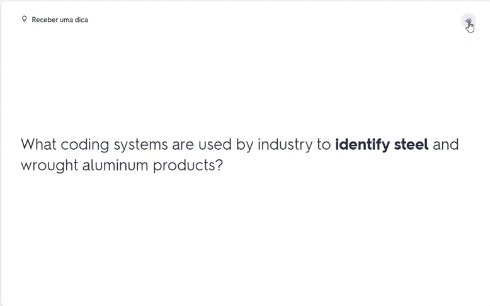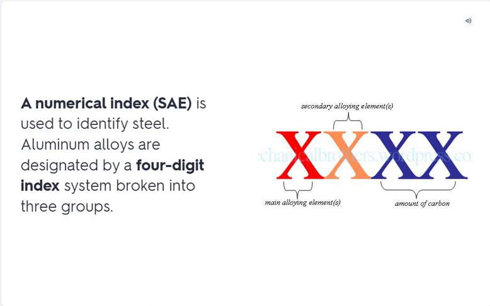What coating systems are used by industry to identify steel and wrought aluminum products? A numerical index is used to identify steel. Aluminum alloys are designated by a 4-digit index system broken into 3 groups.